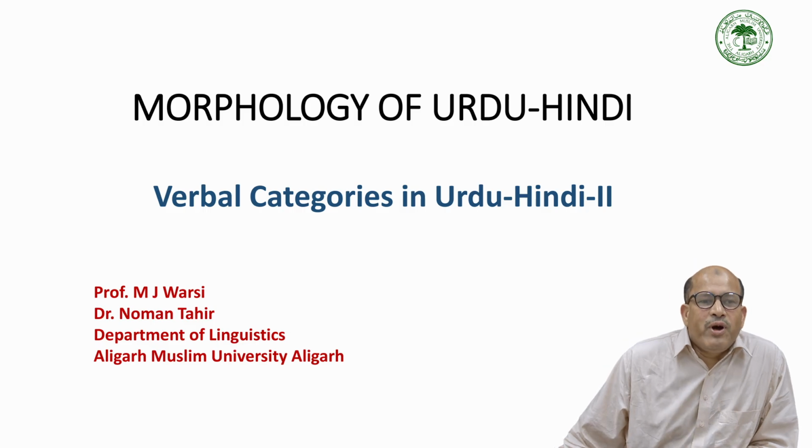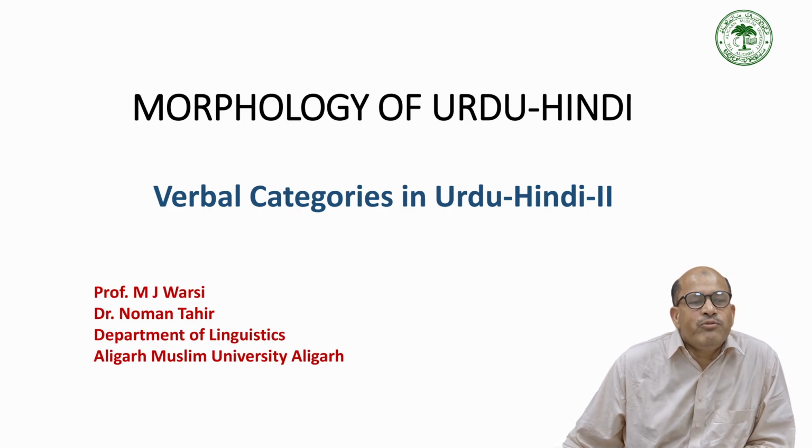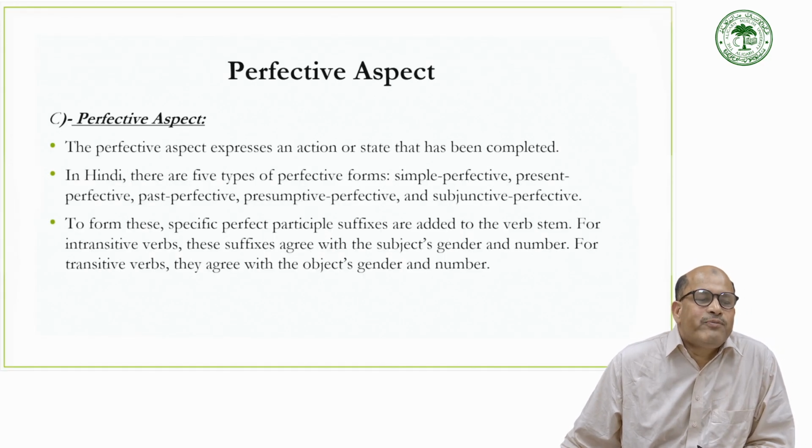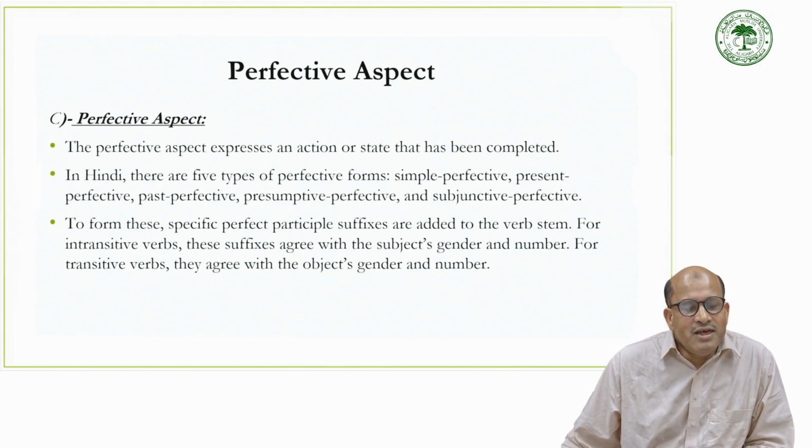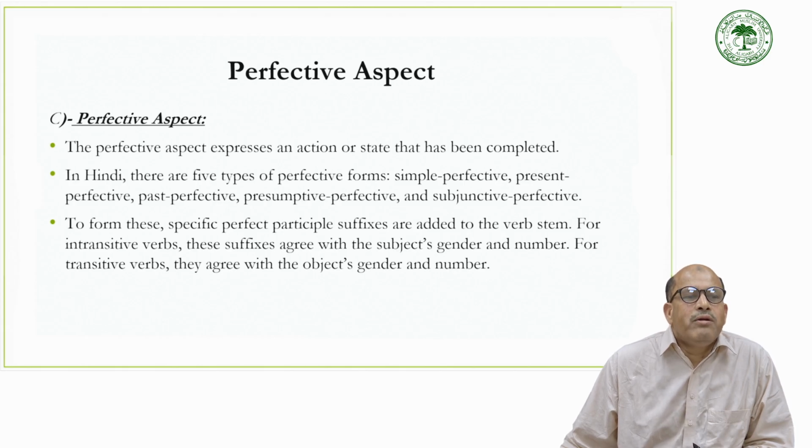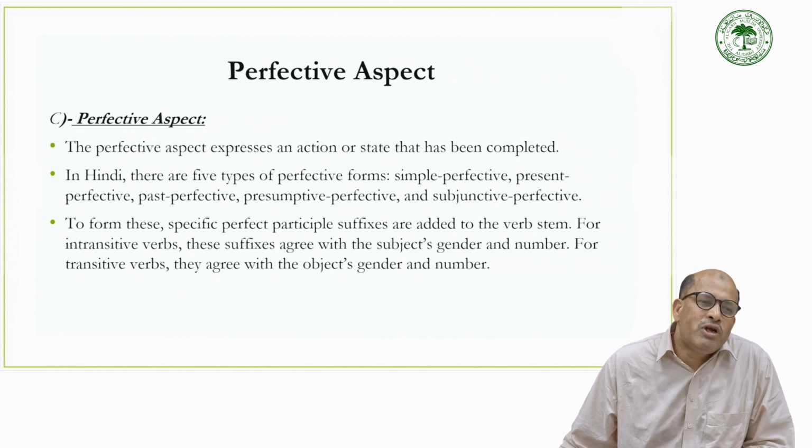If you look at the perfective aspect, here it is important for you to know, like present habitual and present progressive were little easier to understand. In present habitual we use ta, te and ti. In progressive we used raha, rahe and rahi as progressive marker or continuous marker. Here we are going to look at the perfective aspect.